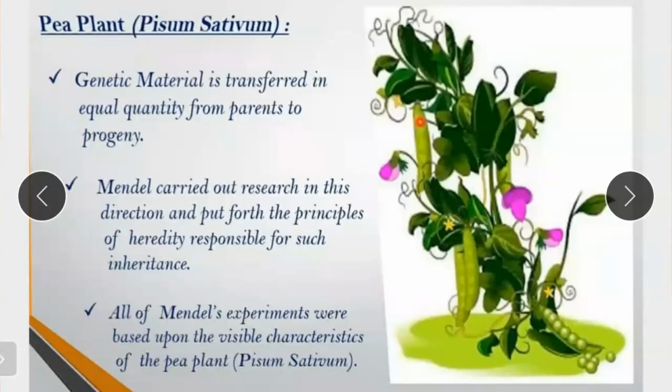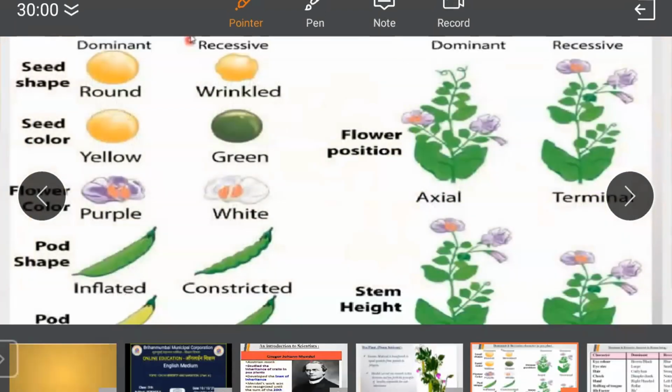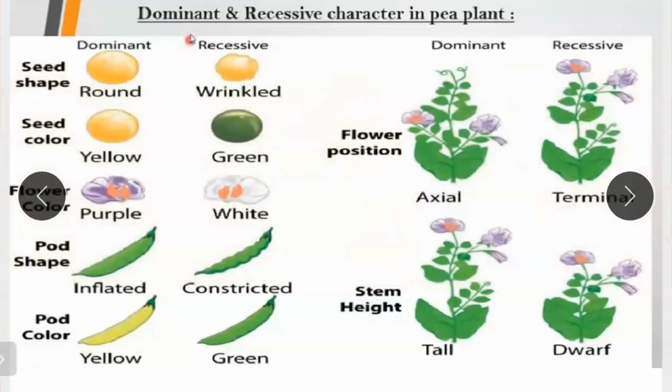All of Mendel's experiments were based upon the visible characteristics of the pea plant, Pisum sativum. Now you can understand which is a pea plant. So what did he see? See in this slide. Yesterday I explained the dominant and the recessive character. Dominant characters are the characters which are directly transferred from our parents to us. What are the recessive characters? The characters which are not observed by us.